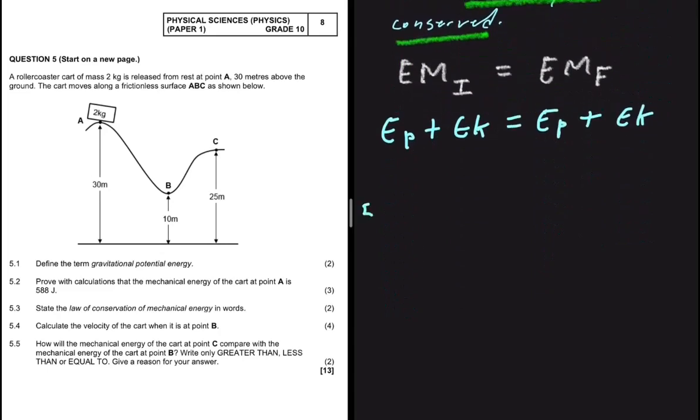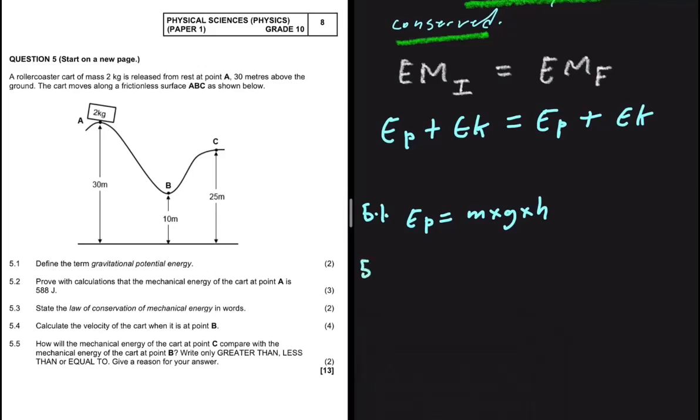Let's look at 5.1. Define the term gravitational potential energy. The formula says the mass multiplied by the gravitational acceleration multiplied by the height. But what does the definition actually say? It is the energy of an object as a result of its position above the surface of the earth.